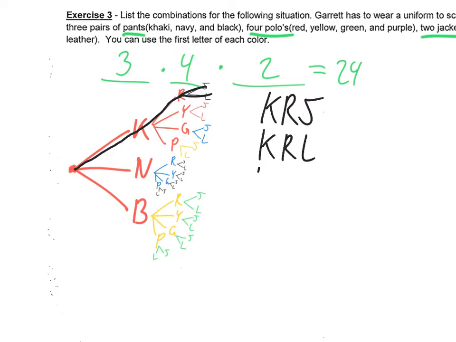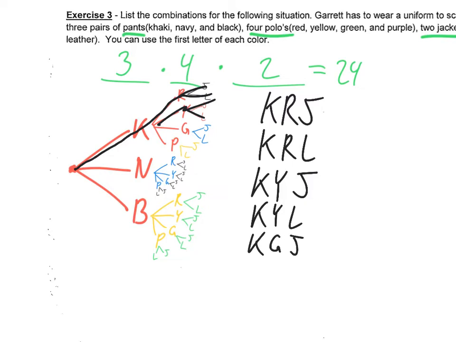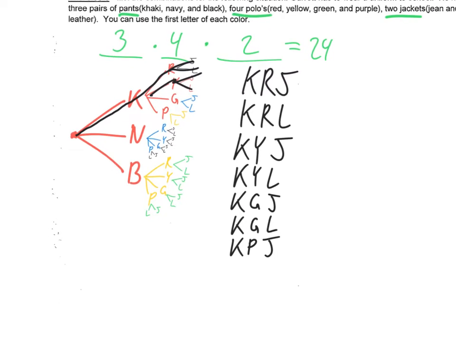Now I'm going to do khaki, yellow, jean, khaki, yellow, leather. So that's yellow shirt done. Now khaki, green, jean, or whatever it was. Khaki, green, leather. Khaki, purple, and jean. Khaki, purple, and leather. So at this point, I should have a total of 8 options.